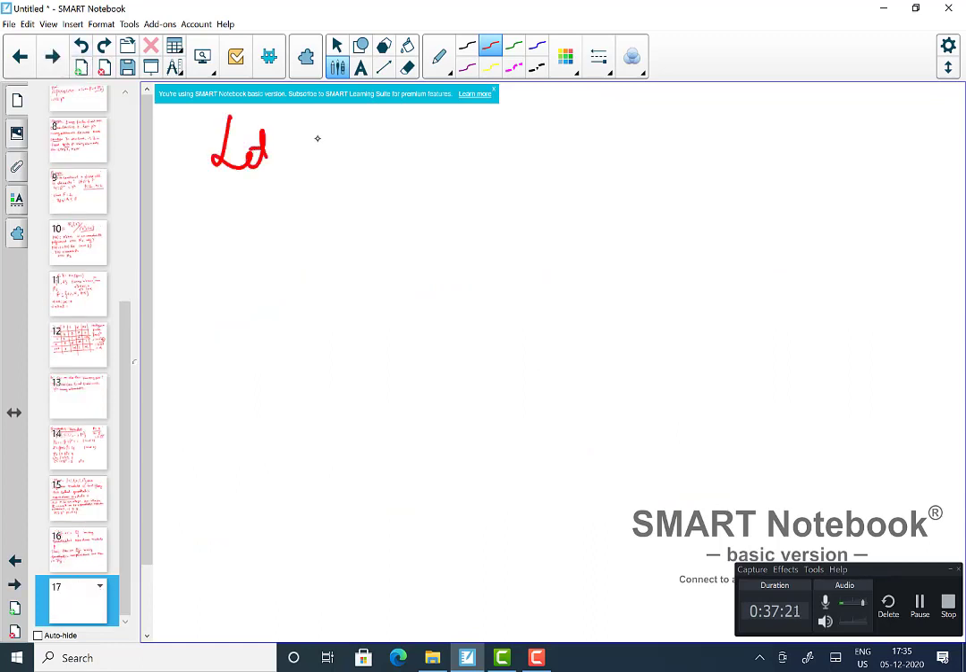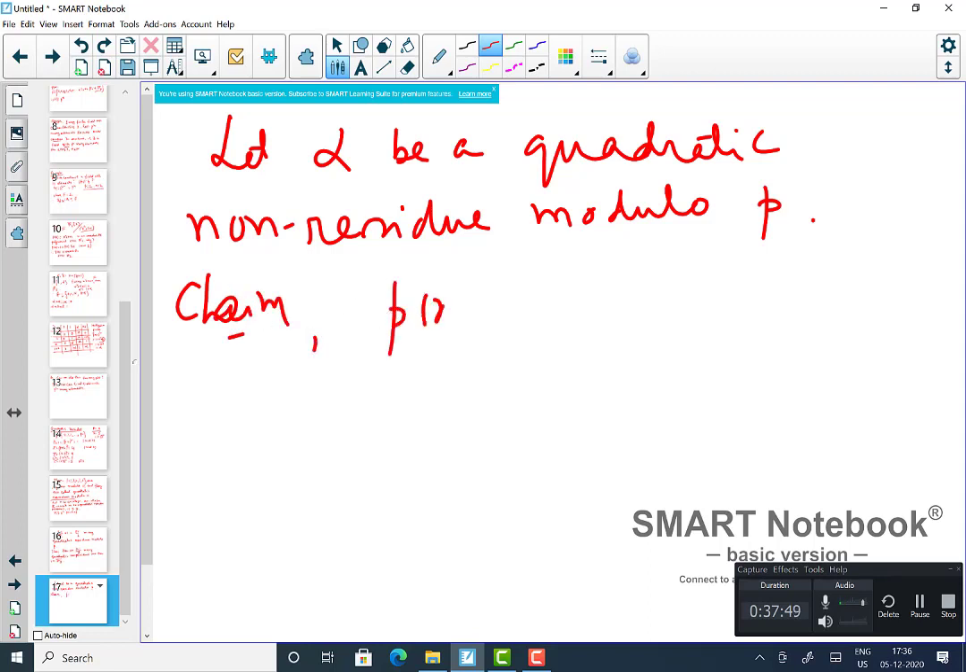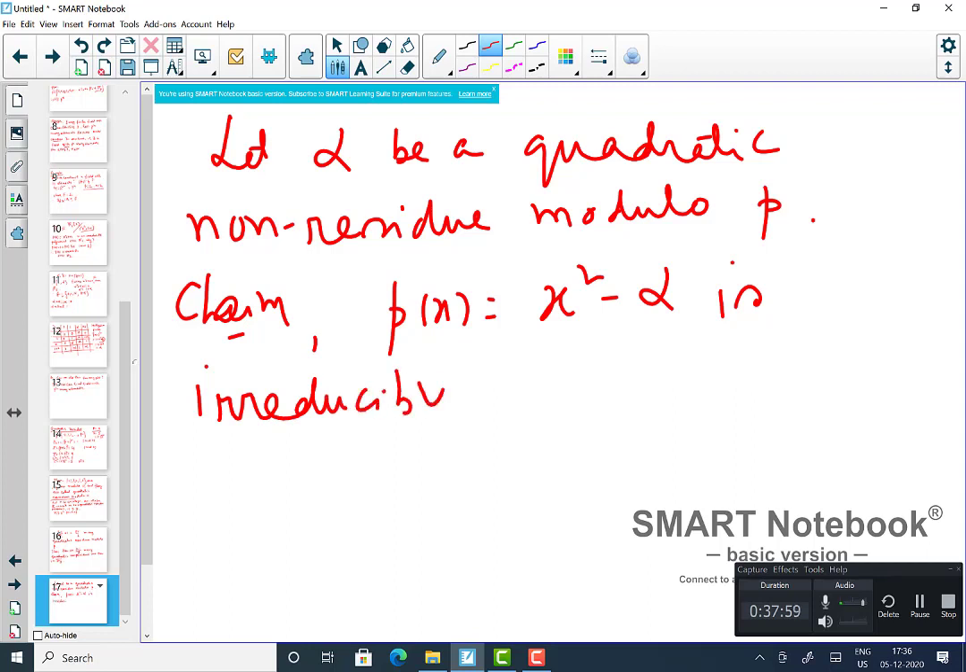So let alpha be a quadratic non-residue modulo prime p, and then you write the claim. Then what is my claim? My claim is that the polynomial p(x) equal to x square minus alpha is irreducible over F_p. This is my claim. Okay, now how to prove such claims?